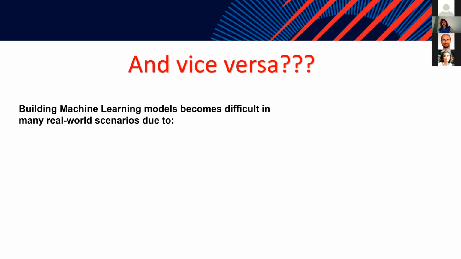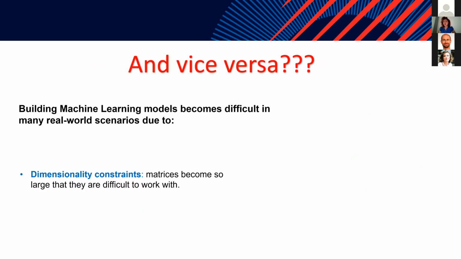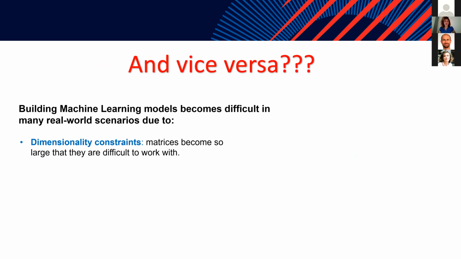So another question could be, okay, we have seen that artificial neural networks can be used in support of data assimilation, but what about the other way around? Can data assimilation be used to support and improve machine learning models? The answer is yes, definitely, and we do that.